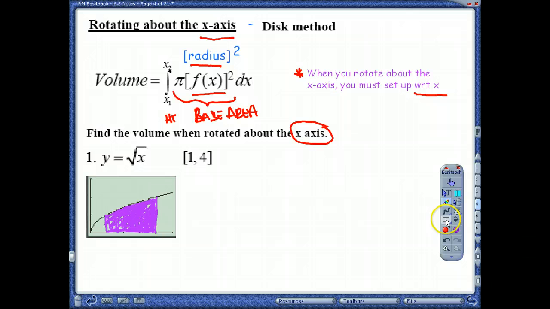So when I do that rotation, I'm going to form these nice pretty little circles. I'm going to have these little circular slices.